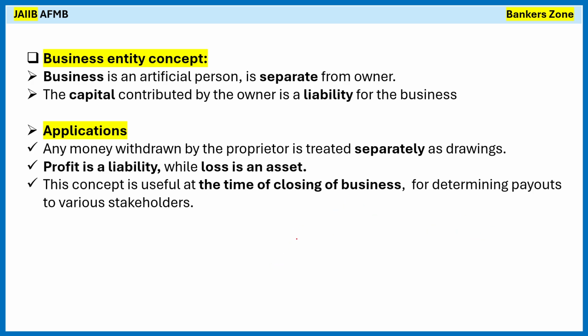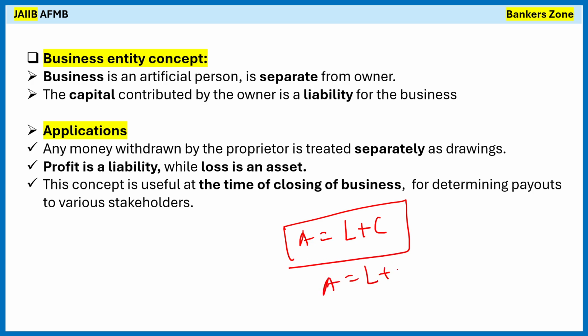So one equation you remember: asset is equal to liability and capital. Asset is equal to liability plus capital. Generally, asset is equal to liability, but capital is also a part of liability. That's why we can say asset is equal to liability plus capital.